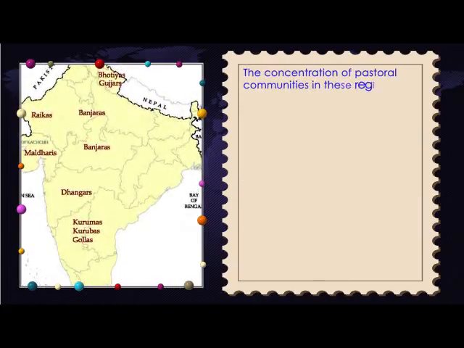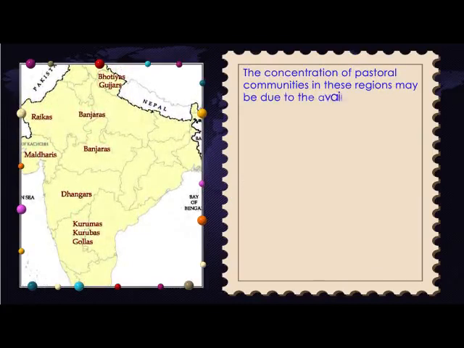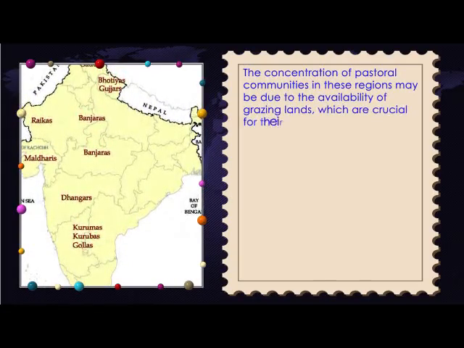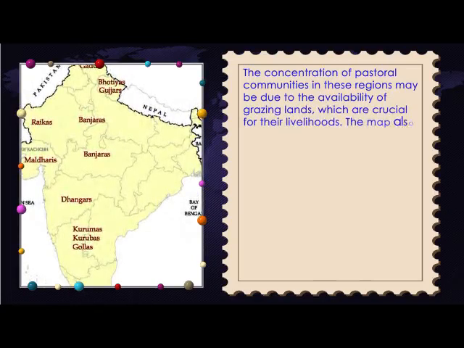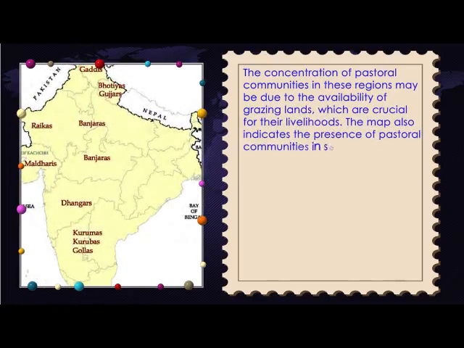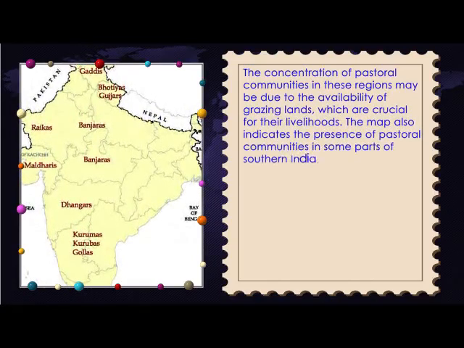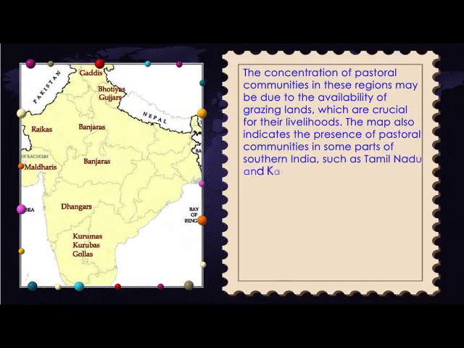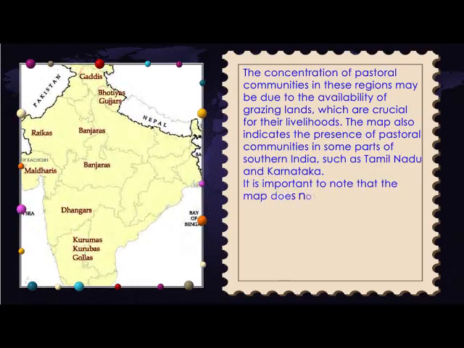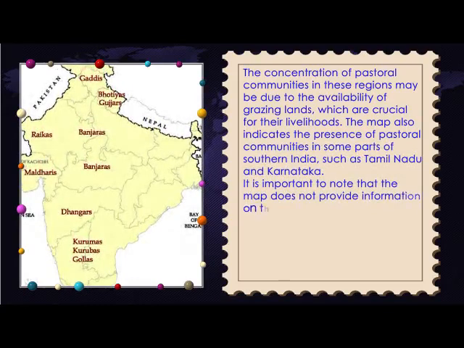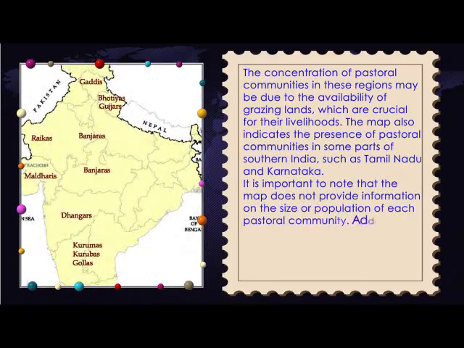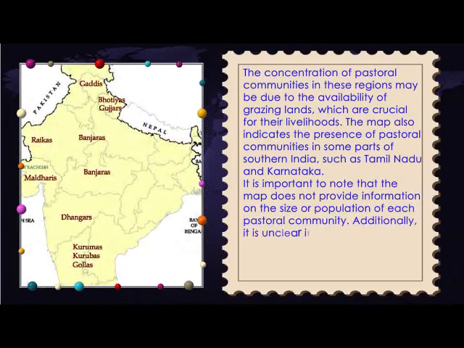The concentration of pastoral communities in these regions may be due to the availability of grazing lands, which are crucial for their livelihoods. The map also indicates the presence of pastoral communities in some parts of southern India, such as Tamil Nadu and Karnataka. It is important to note that the map does not provide information on the size or population of each pastoral community.